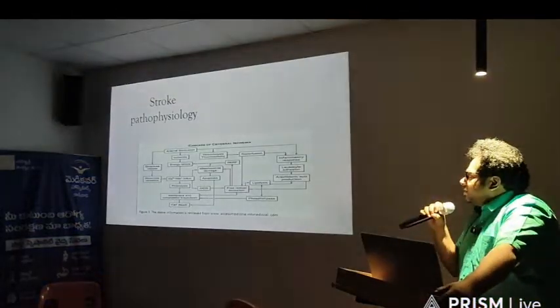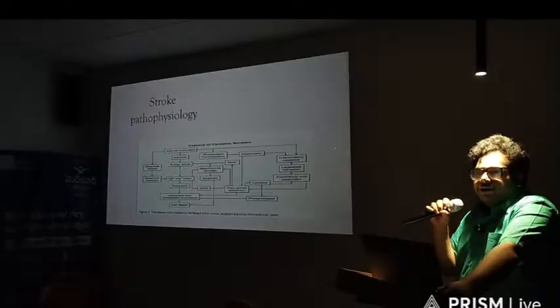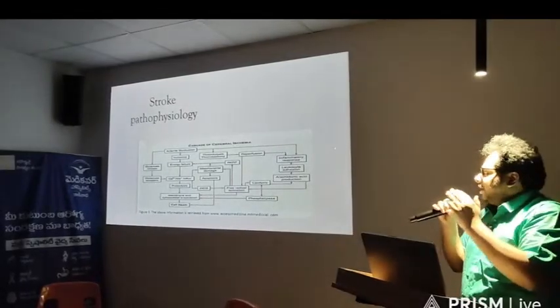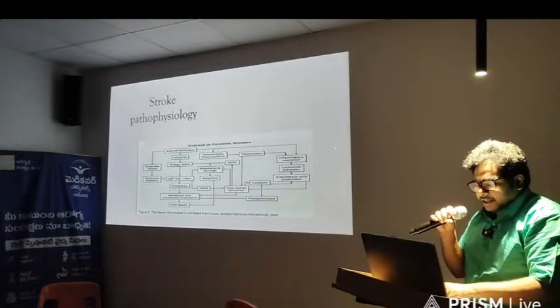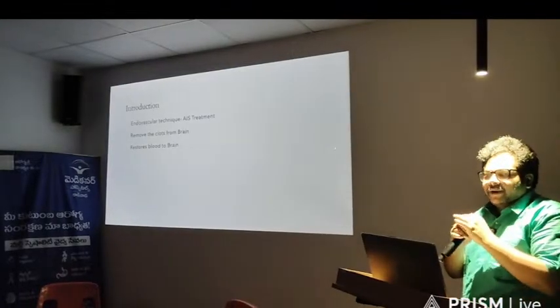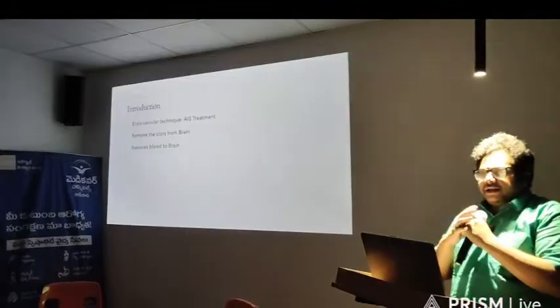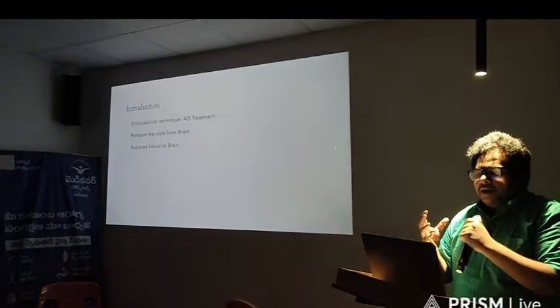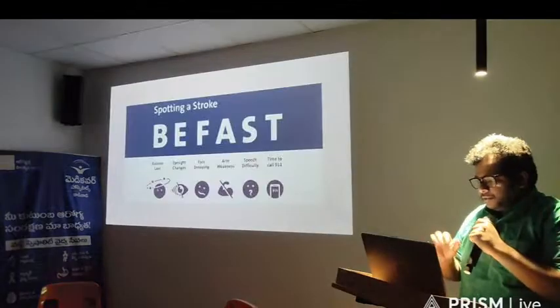To come to the stroke pathophysiology, as we all know, there is an arterial occlusion. There is a cascade of events that happen in the brain, finally leading to cell death. So as we know, mechanical thrombectomy is an endovascular technique. It is a technique that removes the clots from the brain and restores the blood supply to the brain.